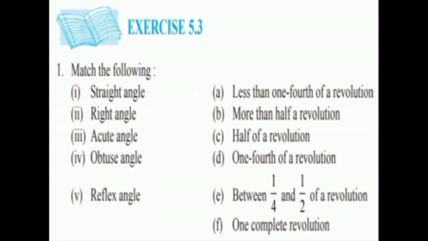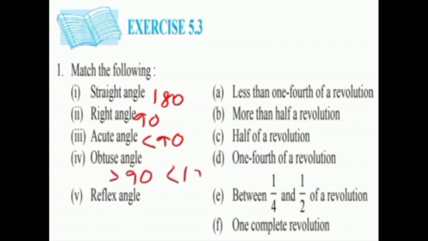Match the following. Straight angle means 180 degree. Right angle means 90 degree. Acute angle means less than 90, greater than 0. Right? Obtuse angle means greater than 90, less than 180. Reflex angle means greater than 180 degree, less than 360 degree.